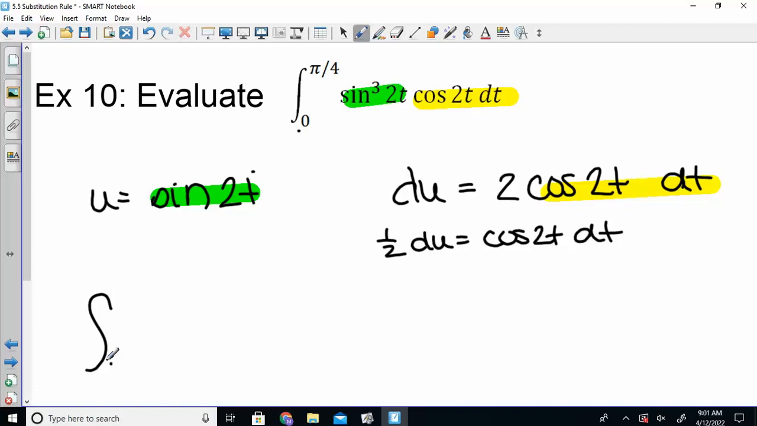Sine of 0 is 0. If I plug in pi over 4, 2 times pi over 4 is pi over 2, or 90 degrees. The sine of 90 is 1. And this would be a u to the third times 1/2 du. Do you guys care if I just write this 1/2 in front? Is that going to confuse anyone?